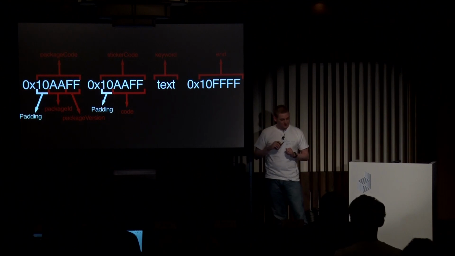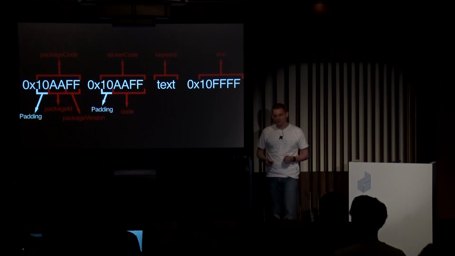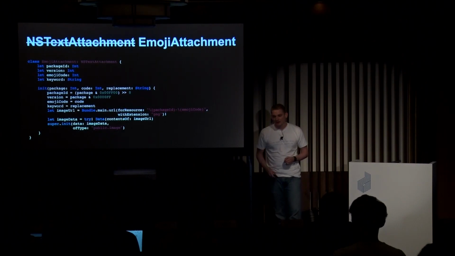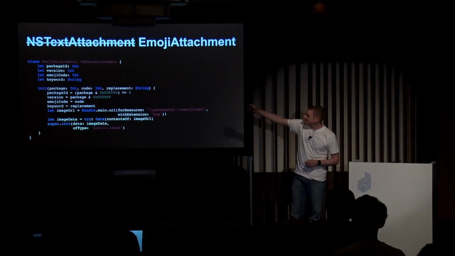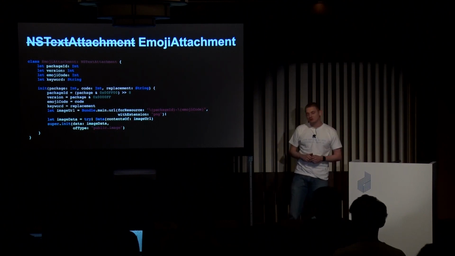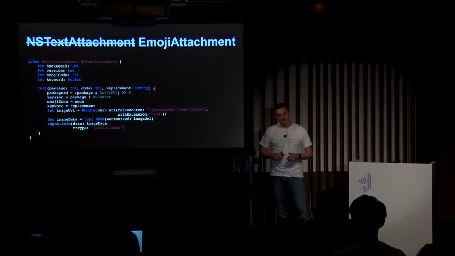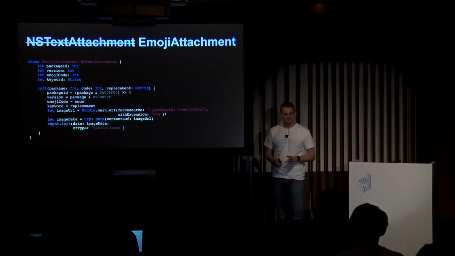So, I said we needed to subclass. Well, let's get to that. We have a lot of extra information, so we might as well subclass that. And I think we'll use NSTextAttachment. I've called it emoji attachment. As you can see, we've added the package ID, the version, the emoji code, and the keyword. This is everything that was included in our spec.